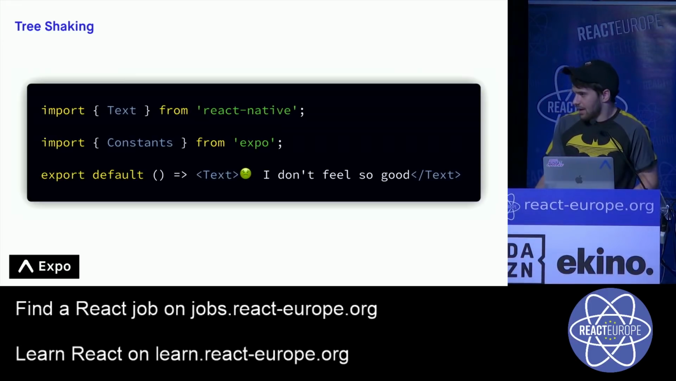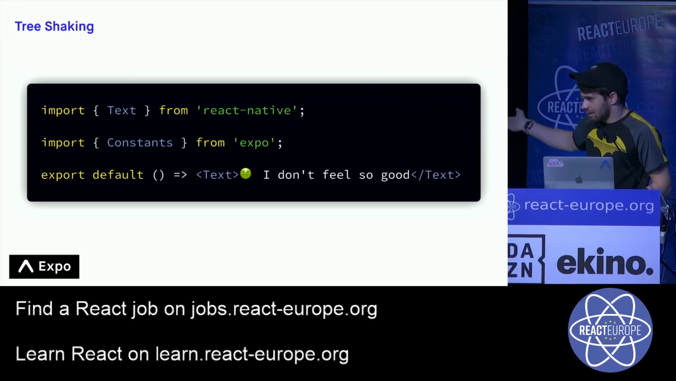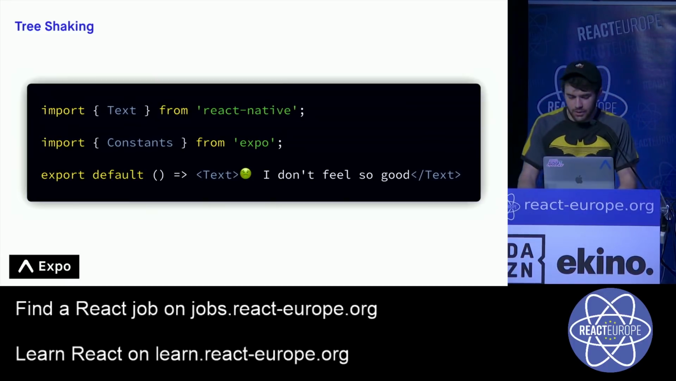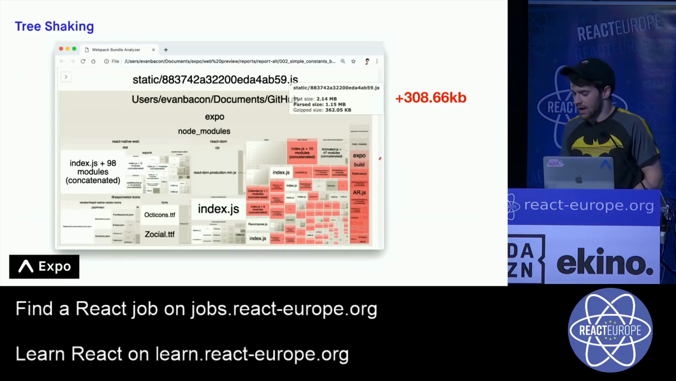I'll kind of break down what is going on at a more granular technical level. Essentially, if this was your whole app and you're just importing text and constants from a library like Expo, the problem that you're going to have is that it's going to import all of the code from that library.